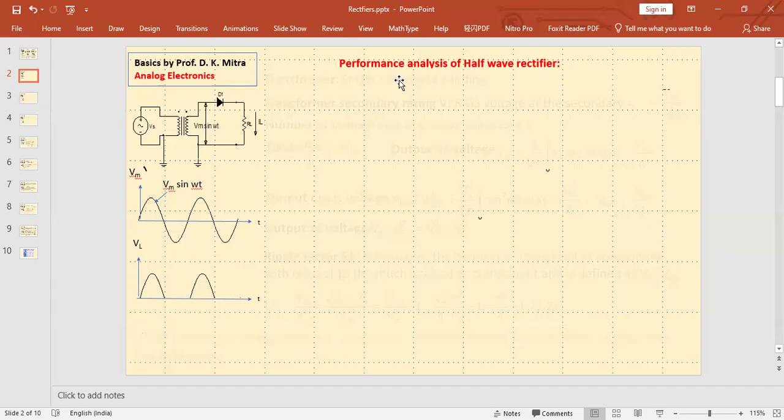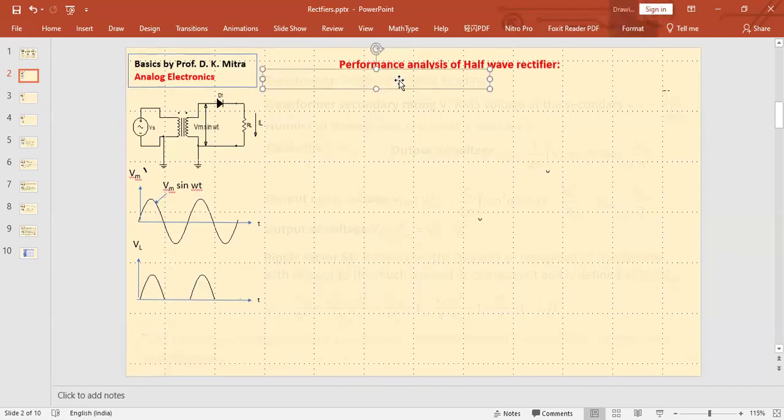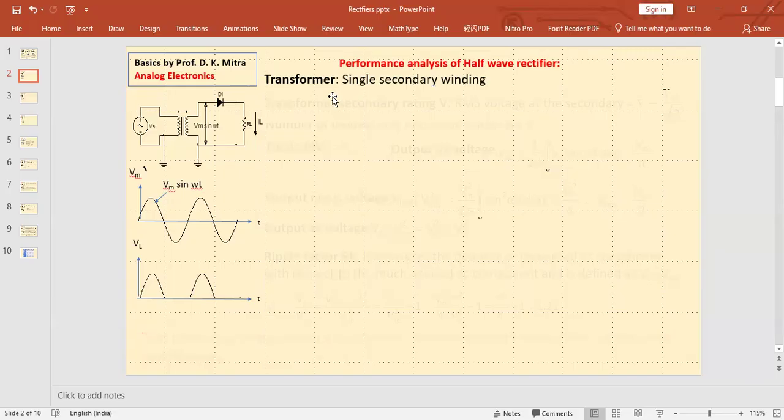Now, in order to do that, first let us see the transformer. In a half-wave rectifier, the transformer has a single secondary winding. So it is a low cost transformer. You don't have to spend much money.